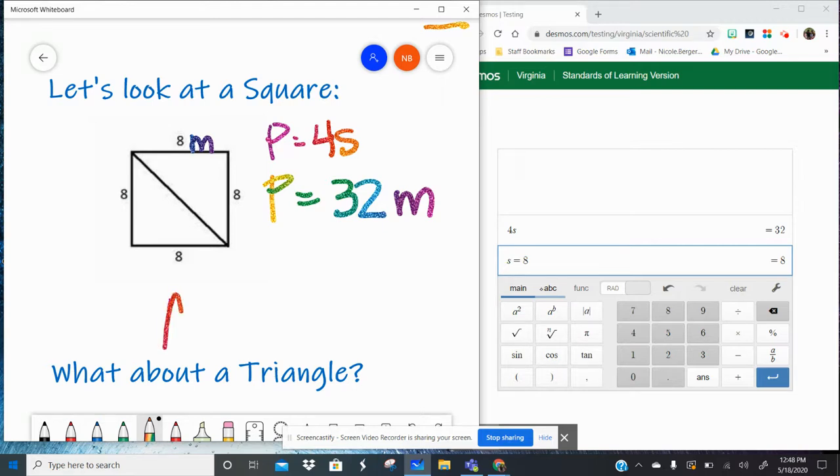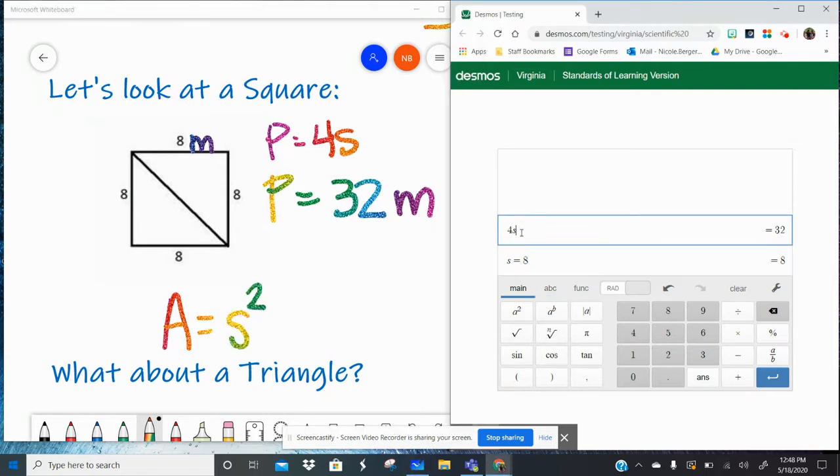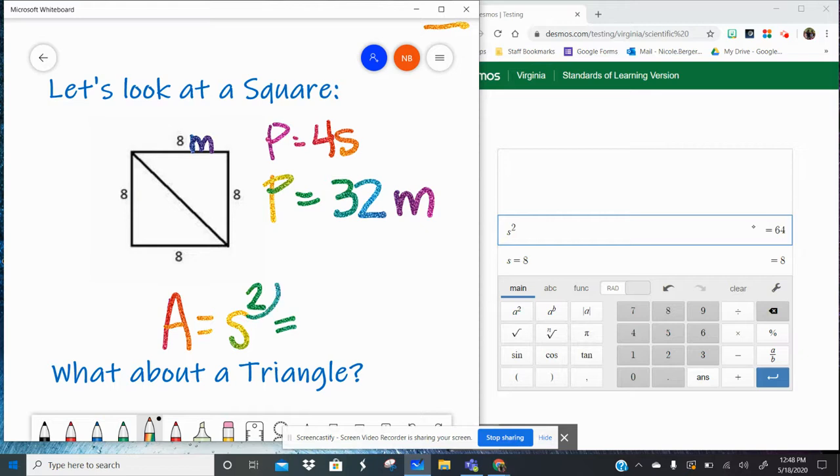So the area then is the length of the side squared, or s squared. So if I could just come over, I can erase this original formula and then just type in s and then use this squared button to get that little 2 at the top. And s squared is 64. Remember, squared means you're doing 8 times 8, not 8 times 2, 8 times 8, which is 64. And then we write our unit of measurement, meters squared.